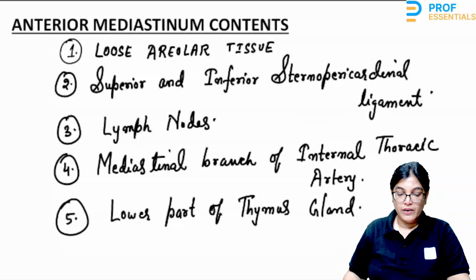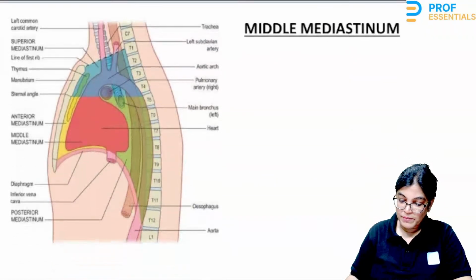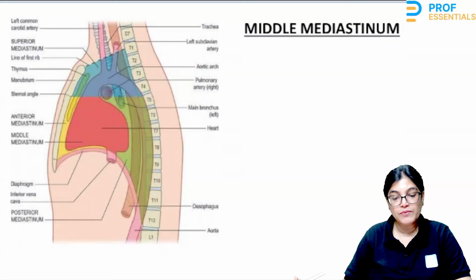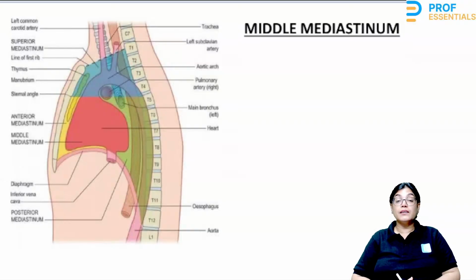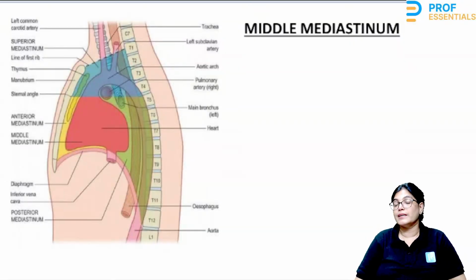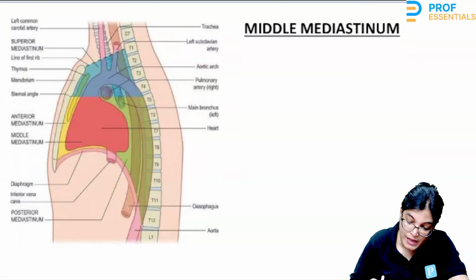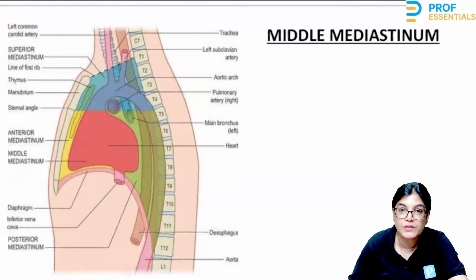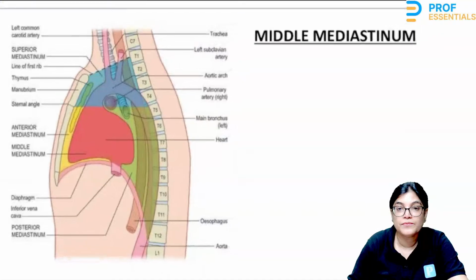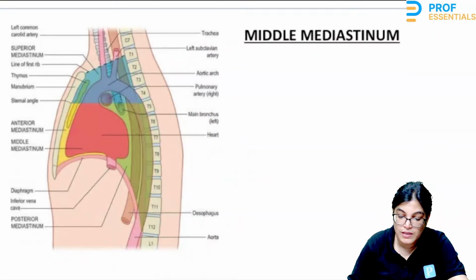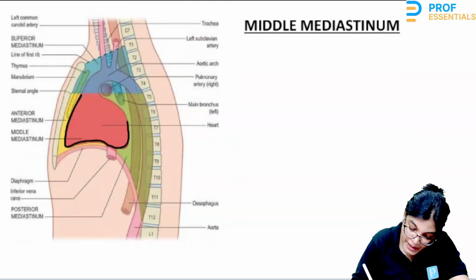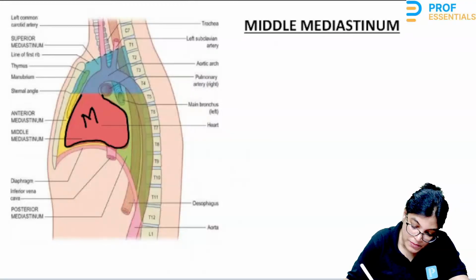Done? Now, coming to the next one, the middle mediastinum. The middle mediastinum basically contains the heart, its covering, the pericardium, and its great vessels. In this diagram also you can understand the middle mediastinum part. This is the heart covered by the pericardium and the great vessels. This is M for the middle mediastinum part.